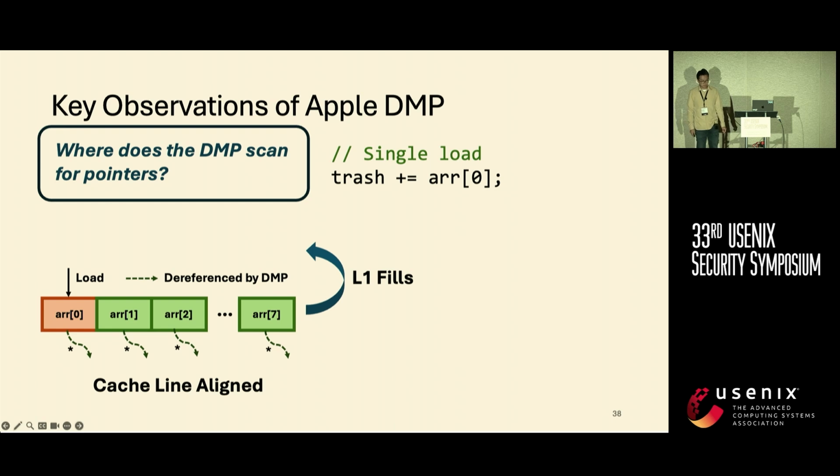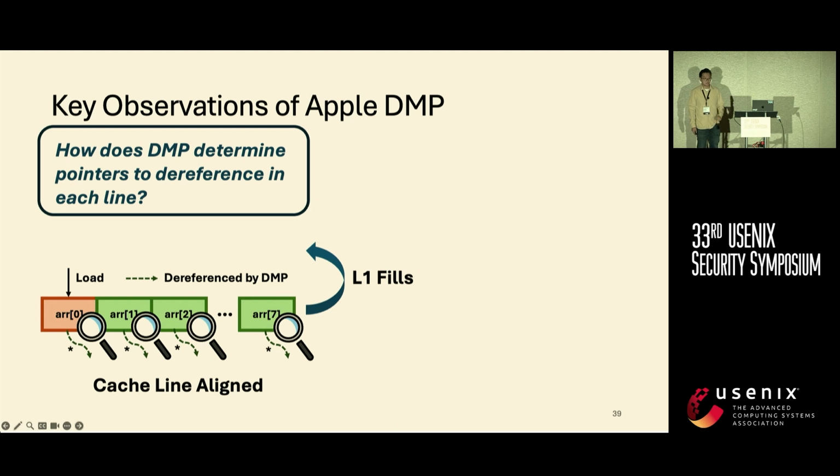The next question is, where does the DMP scan the data to see if it is a pointer? We conduct experiments to move the pointer value around the memory hierarchy, and we found that the DMP only monitors L1 cache fills, at which time it scans the data to see if it looks like a pointer. From this understanding, we further examined how the DMP searches for pointers within a cache line. It turns out that it checks each pointer-size aligned chunk in the cache line. And to successfully dereference a pointer, its target must map to a valid memory region within the process.